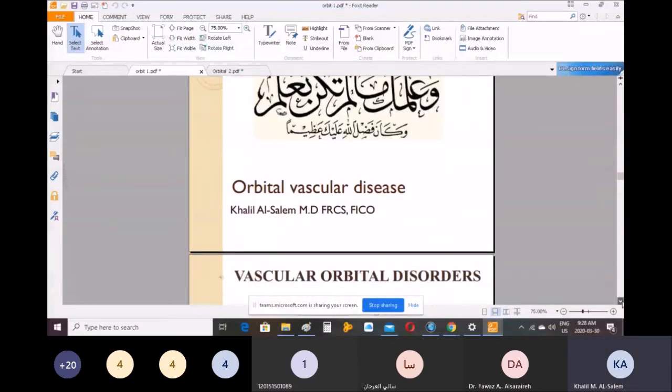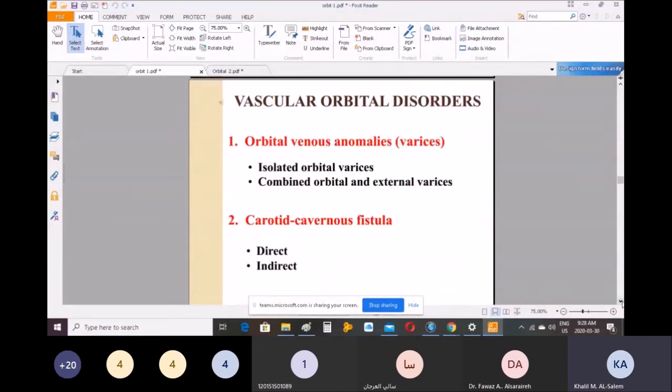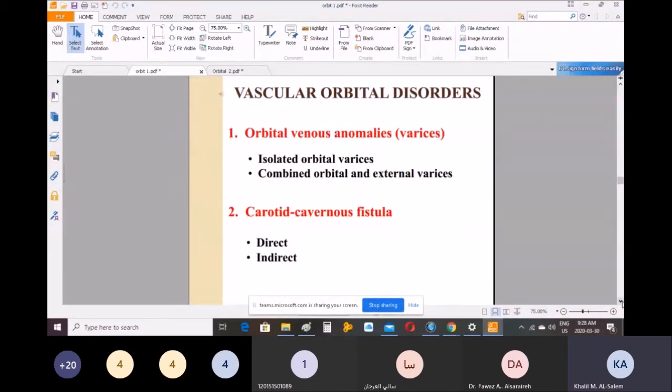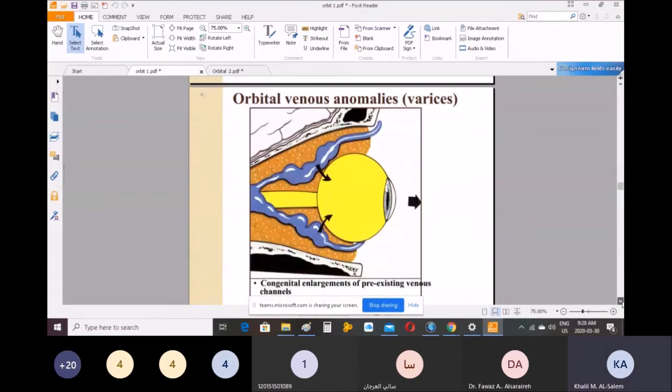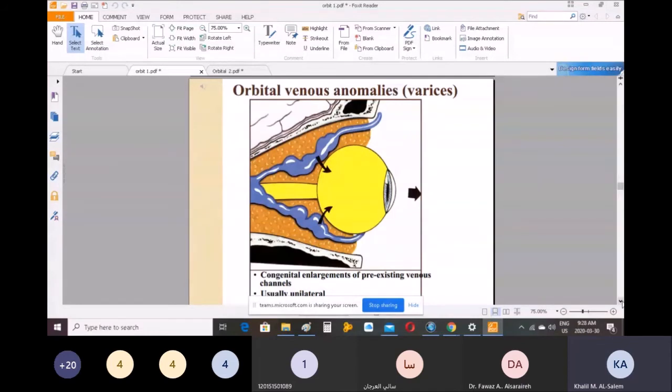So this concludes Graves' disease. Now we're going to talk about vascular orbital disorders. Vascular orbital disorders can be either orbital venous anomalies or carotid cavernous fistulas. So let's talk about the venous anomalies. The orbital veins, we have 2 major orbital veins that drain part of the facial veins, and then they drain into the superior and inferior orbital vein, which will end up in the cavernous sinus.